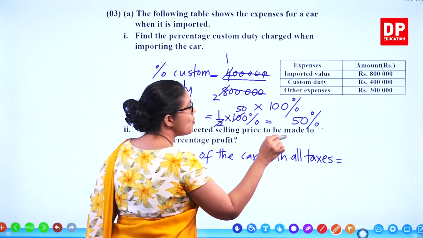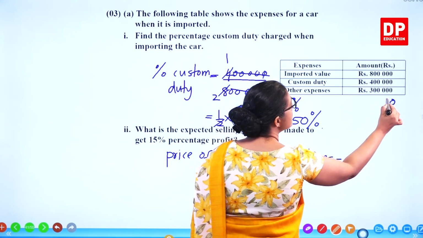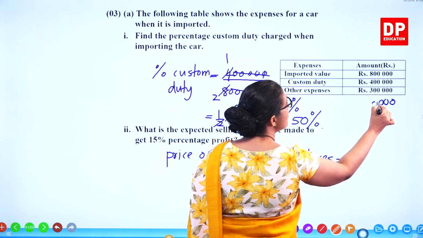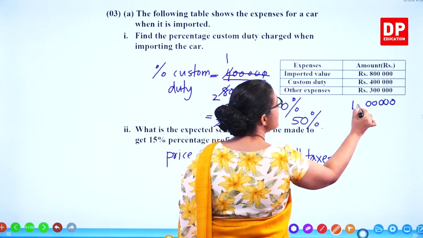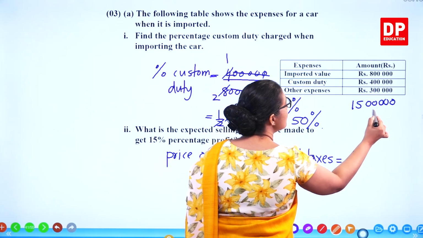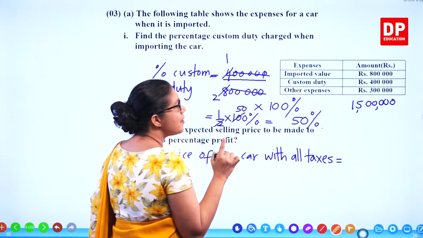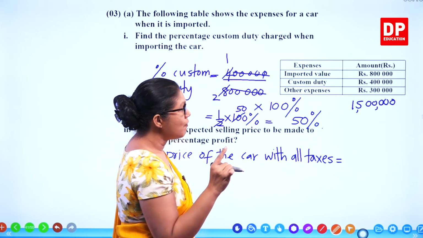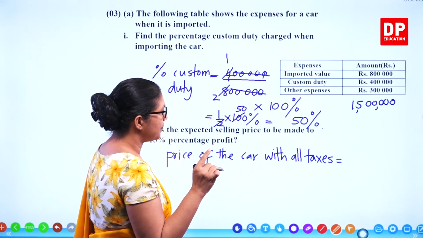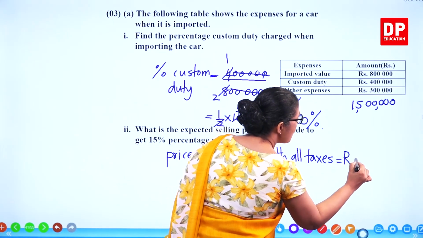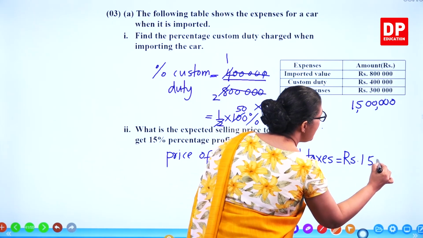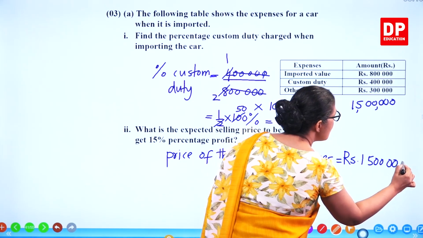What's the value? When you add all together, you get 0, 0, 0. 8 plus 4, 12. Plus 3, 15. So this is the value: 1,500,000 rupees. So that's the value that you have to pay. 1,500,000 rupees.